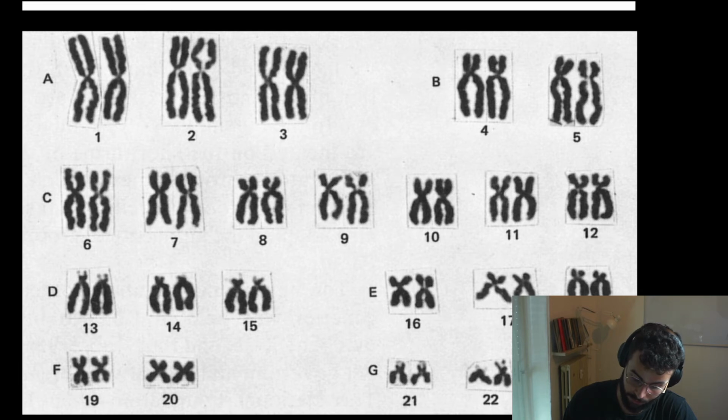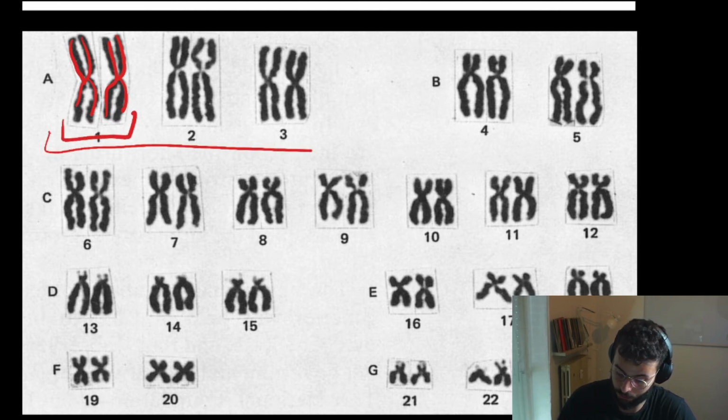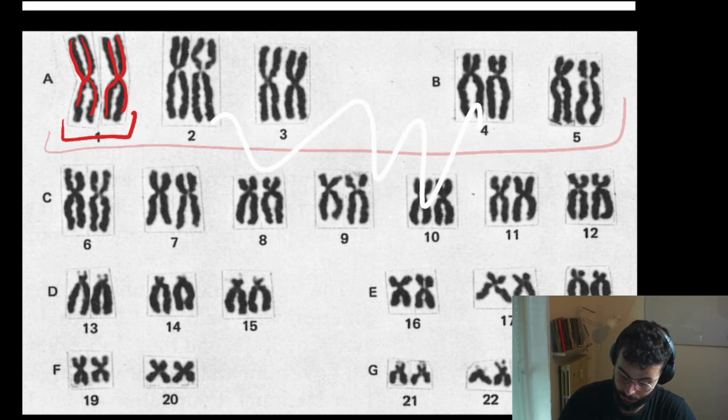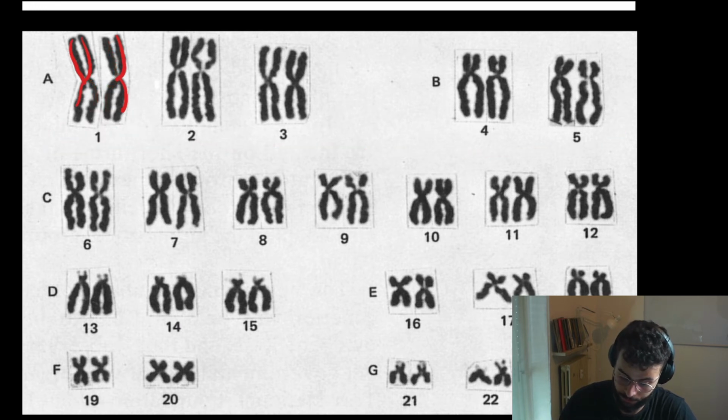So we have 1, 2 times 46. 23 in this case, times 23. So 2 times 23 will give us 46 pairs of chromosomes.